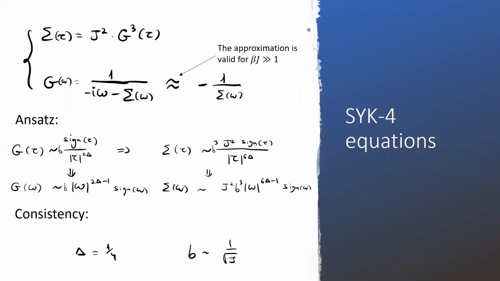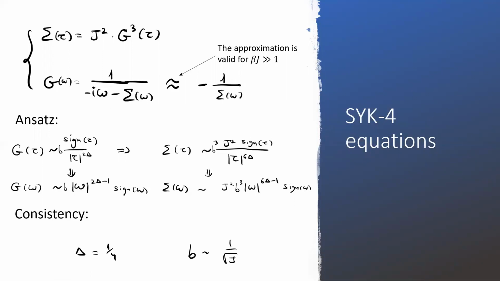Okay, so these equations are not easy to solve, at least analytically. The trick that people use is to neglect the i omega in the denominator. Then the Green's function is approximately equal to 1 over the self-energy. This approximation is valid when beta times J is much greater than 1, so when omega is of the order of temperature and sigma is of the order of J. As long as sigma is greater than omega, this approximation is valid.